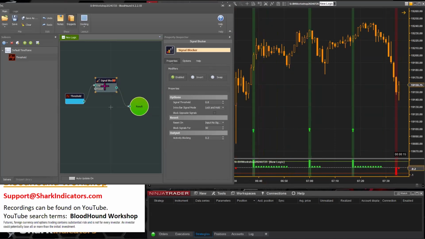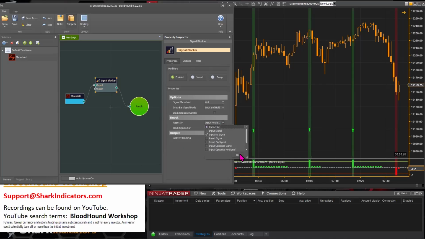So again, when you're using the signal blocker, it is pretty handy to have the active blocking set to some kind of small value, so that you can see when your signal blocker turns off. It allows you to see when it's turning off to make sure that it's getting reset the way you want it to be reset. So, all right, I think that does it.